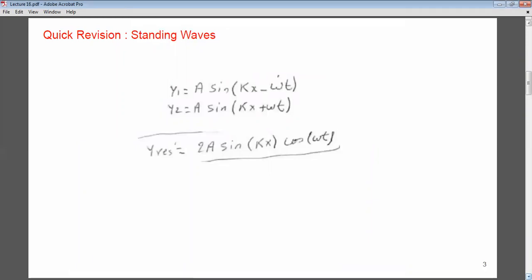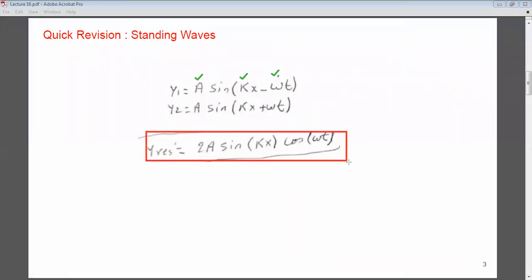The other thing we finished so far is the case of standing waves. Standing waves are also two identical waves. They have the same amplitude, the same wave number, that is the same wavelength, and the same omega, that is the same frequency. But they are traveling in opposite directions. Then when they superimpose, they cause something called a standing wave. Why is it called a standing wave? Because it will seem as if it is not moving. It will seem as if it is standing, but in reality, it is not standing.